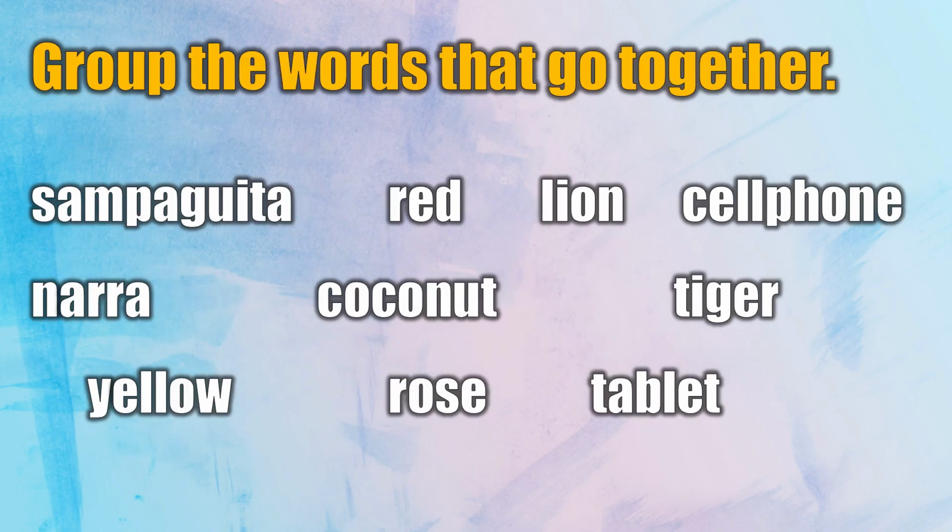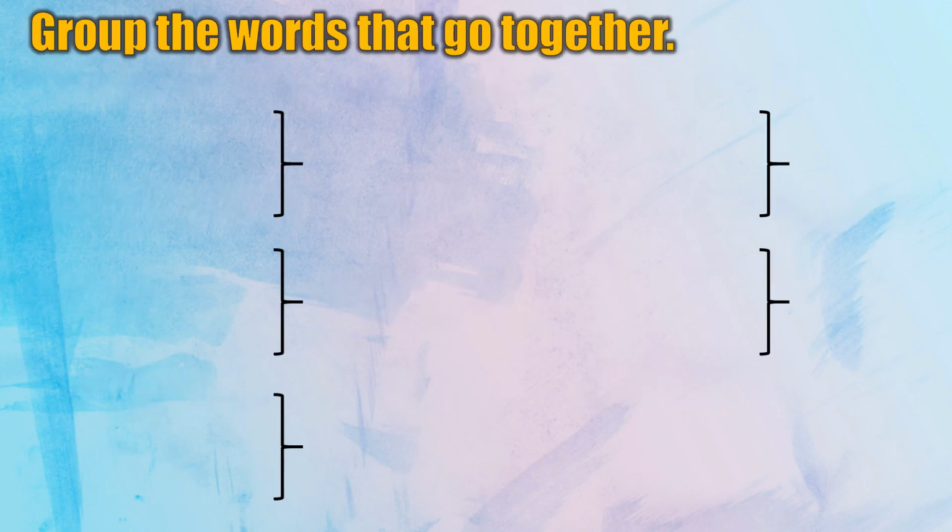Let us have an activity. Group the words that go together. We have the words sampagita, red, lion, cell phone, nara, coconut, tiger, yellow, rose, tablet. Let us find out the words that go together.